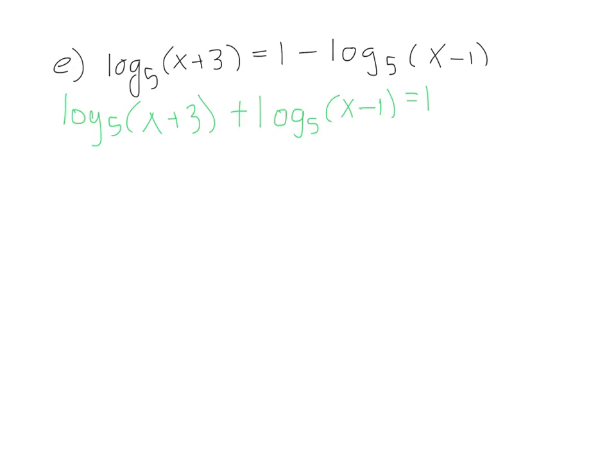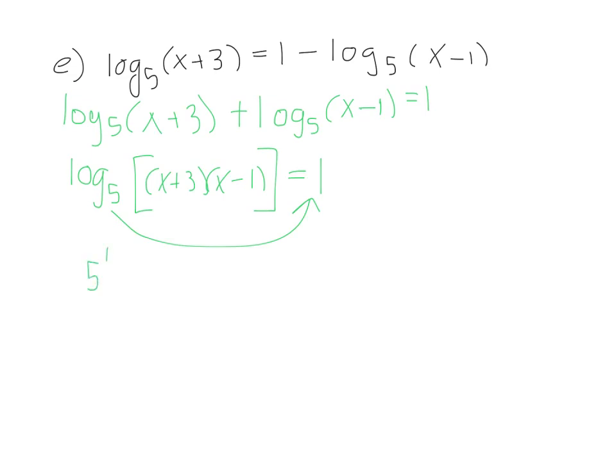Now I will rewrite this group on the left side as one logarithm because they have the same base. So we end up with log base 5 of x plus 3 times x minus 1 is equal to 1. Okay, let's rewrite this as an exponential equation. So I have 5 to the first is equal to x plus 3 times x minus 1.